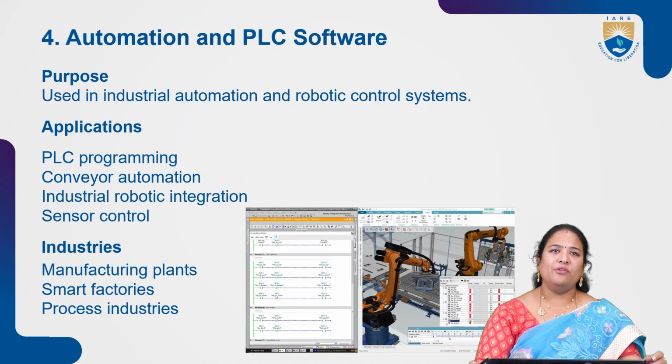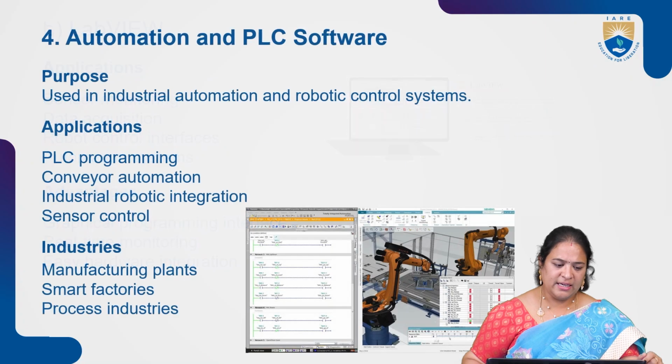The fourth type of software is automation and PLC software. It is used in industrial automation and robotic control systems. The applications are PLC programming, conveyor automation, industrial robotic integration, and sensor control. In industry, it is used in manufacturing, smart factories, and process industries.